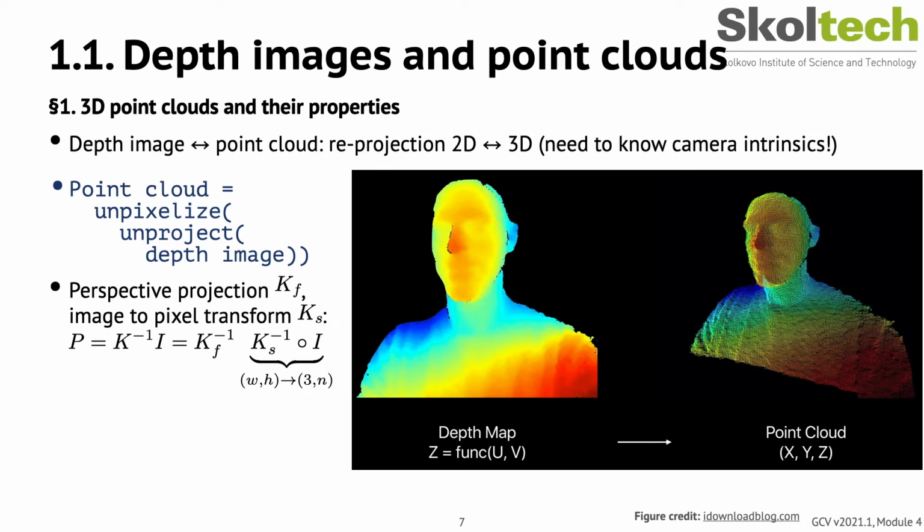More specifically, if one has access to the intrinsic camera parameters k, the relation between the point cloud p and the pixel image I can be summarized as unrasterization, that is, constructing image coordinates from pixel coordinates, followed by reprojection to 3D space.